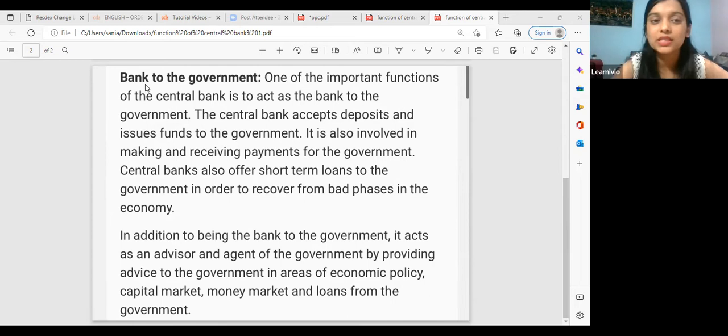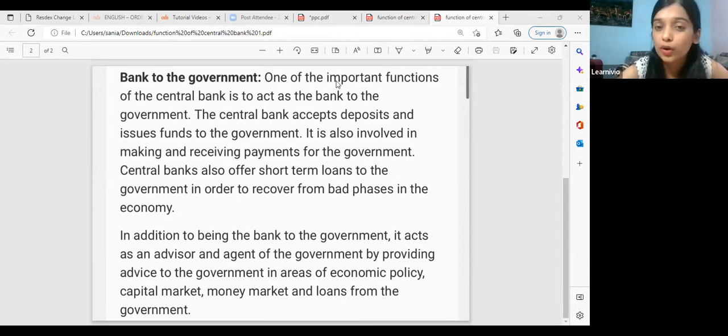Okay. So next is bank to government. For example, for common people, we have commercial bank, right? But there is a government as well who runs the country. So they don't visit the common bank like the commercial bank. They visit the central bank. So basically, bank to government. The central bank is the bank for the government. Commercial bank is bank to the common people. But for government, who is the bank? Central bank is the bank.